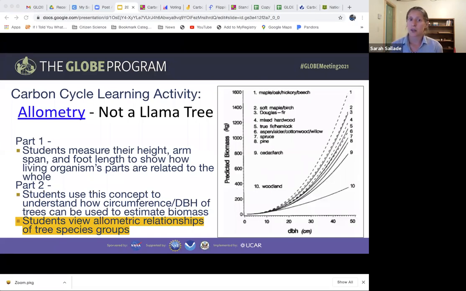This is called the predicted biomass graph, and it's a result of a meta-analysis of 100 different studies that took place in the United States. So 100 different studies that developed allometric relationships for trees in the United States was used to make this single graph. The author of the study, Jennifer Jenkins, and her team note in the beginning of their paper that this compilation of equations was needed to better understand biomass and carbon storage at the national scale.